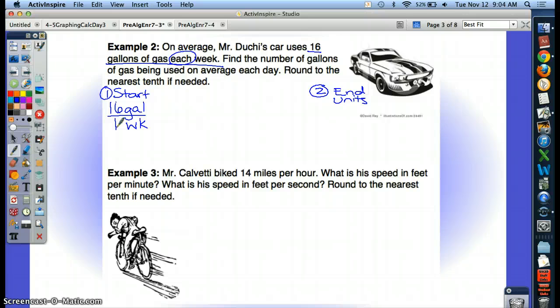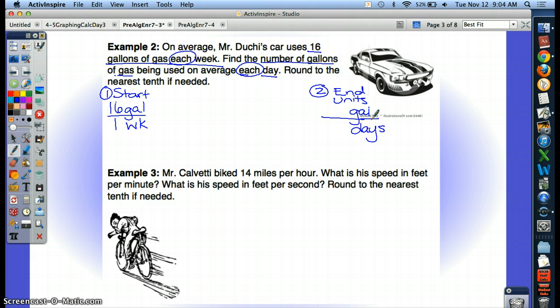Well, the second thing we talked about doing is finding what we want to end with. We won't know the number, but what are our end units? So read the problem. It says, find the number of gallons of gas being used on average each day. So we're finding the number of gallons of gas being used on average each, there's that each again, day. So I want to end up with gallons over days, but I don't know the numbers this time. Now I need to find those, okay?